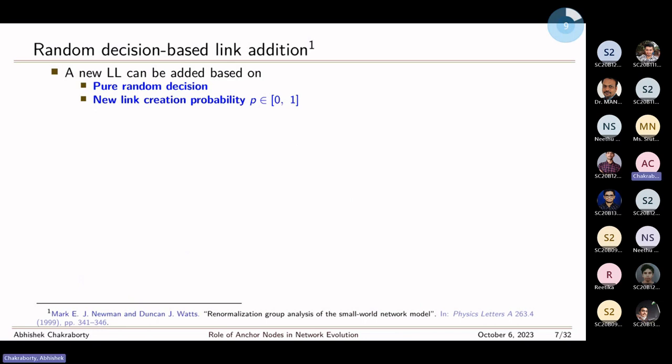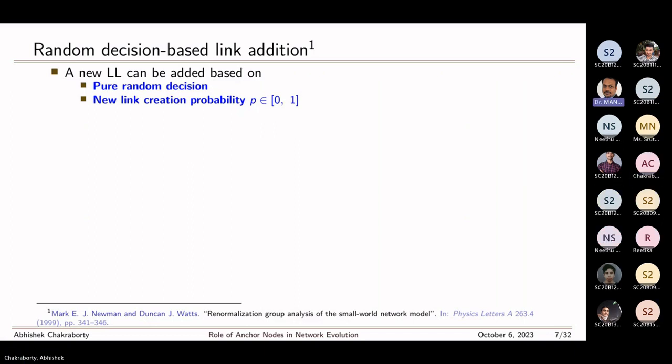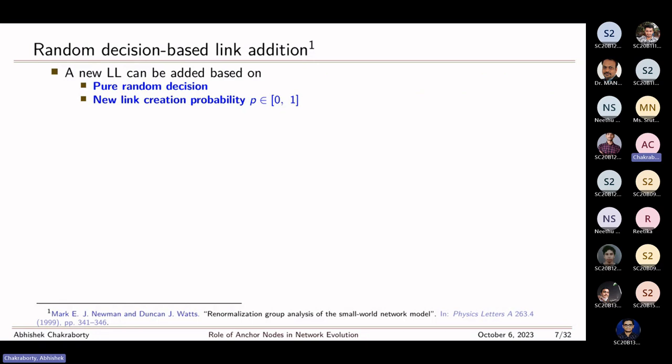So when we discuss random decision based link addition, that can be done in two ways. Has it been covered in the class already? Random link addition I mentioned and discussed in class, but you can very briefly touch upon that. That's okay. So in random decision based link addition, it can be done in two ways.